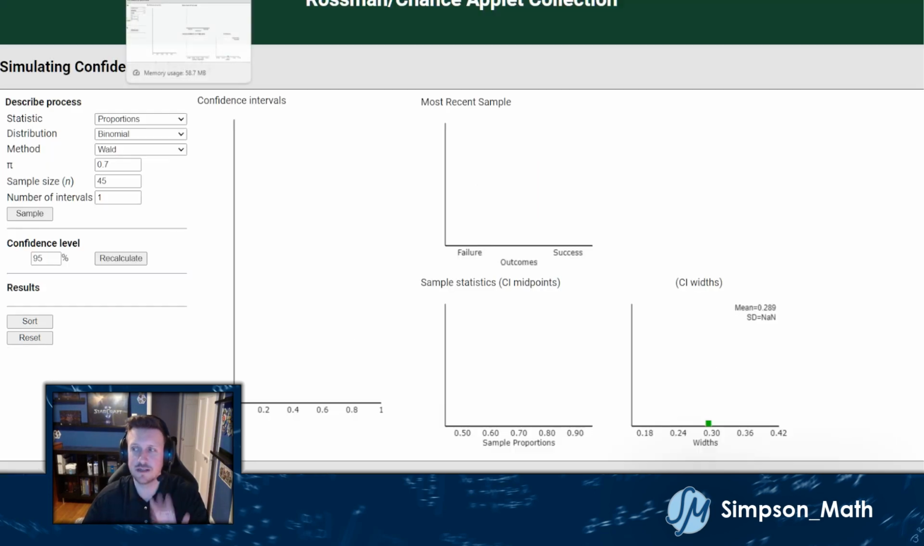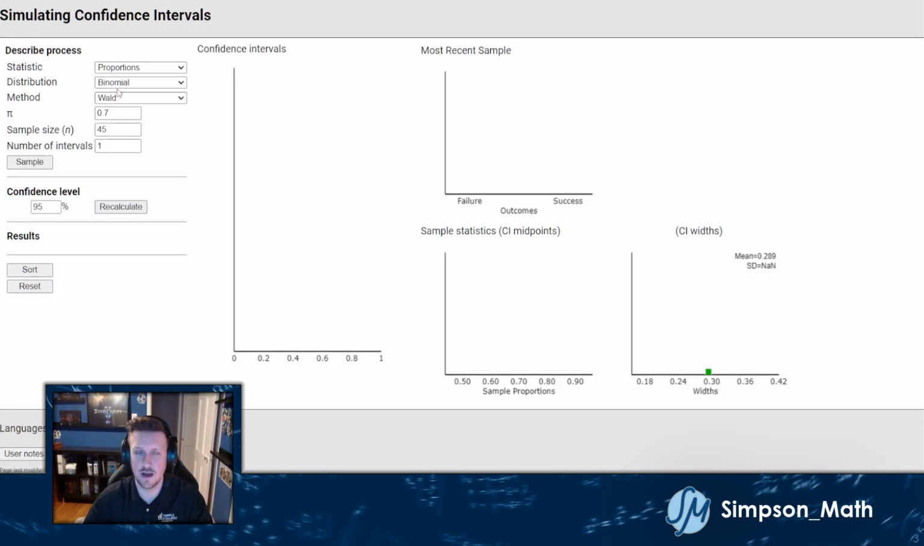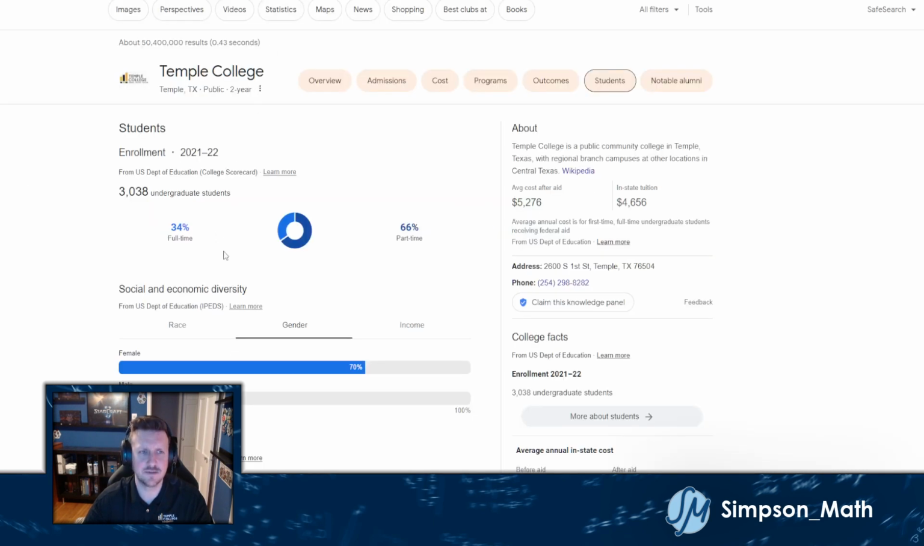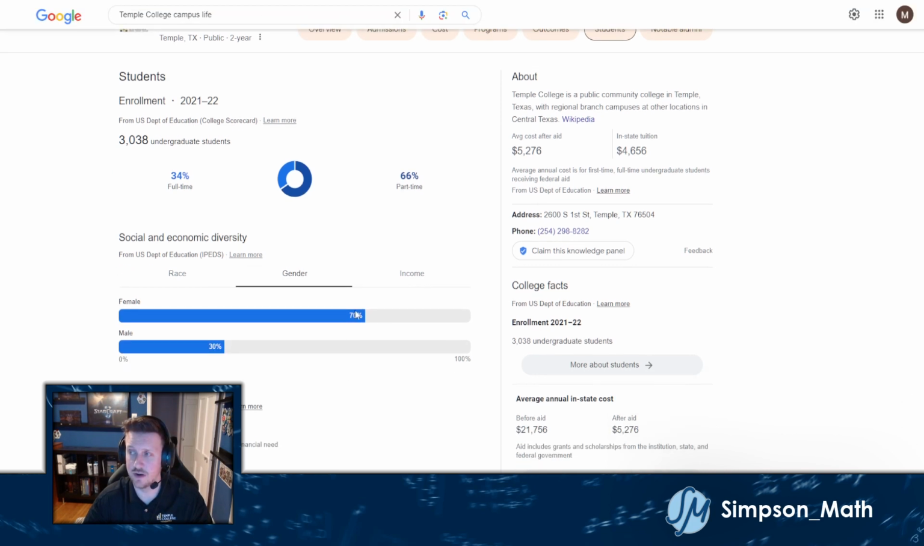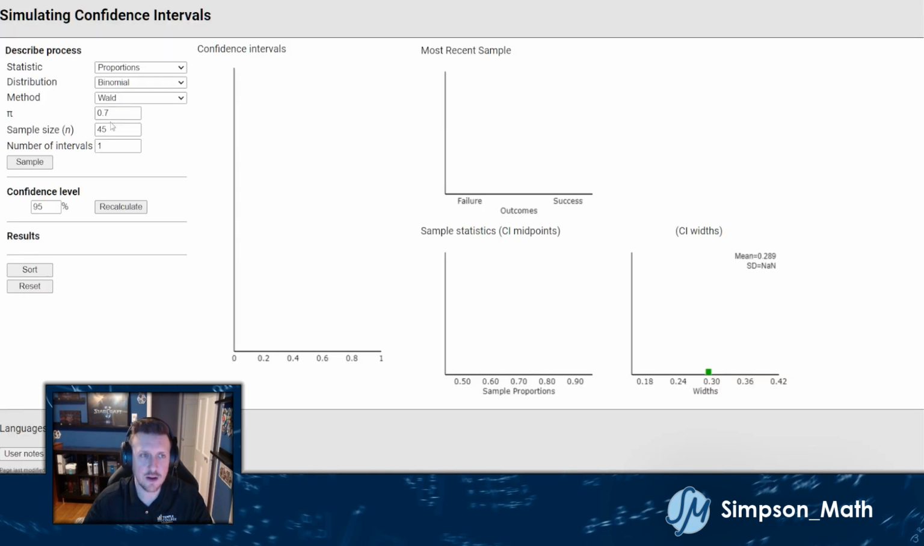All right, I'm just going to show you this real fast. I'm going to switch applets over to this one, which is with proportions. So I looked up stats for Temple College, and according to the U.S. Department of Education, 70% of our about 3,000 students are female. So I said, well, if that's the truth, that's 0.7. Let's say I take a random sample of 45 students.